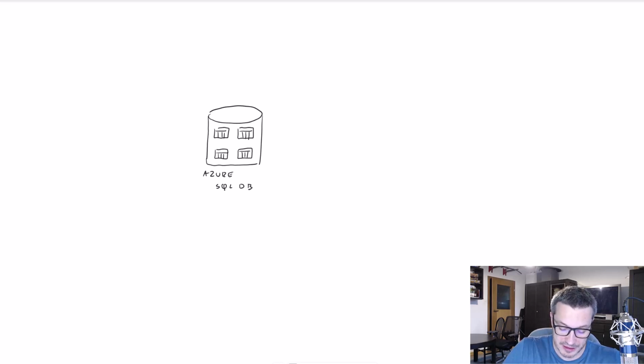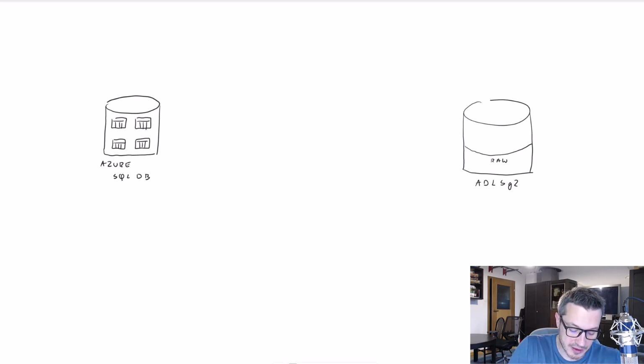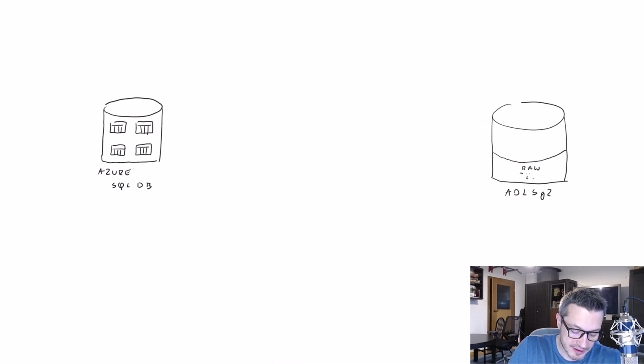On the target side, or on the sink side, how ADF likes to call it, we still have our data lake. So this is ADLS Gen 2. And as a part of it, we've got our raw layer, which is implemented as a container, under which we would have some directories and then some files. So nothing changes on this side. All right. So how to do this?